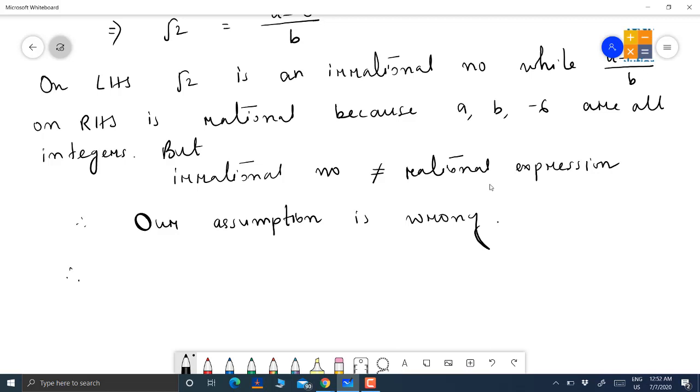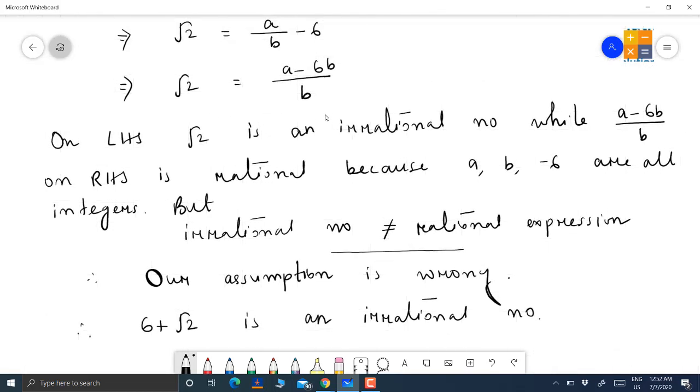Therefore, what can we write here? 6 plus √2 is an irrational number. Actually, initially we considered that 6 plus √2 is a rational number, but since irrational number cannot be equal to rational expression, as we got here, this expression shows that LHS is not equal to RHS. Therefore, 6 plus √2 cannot be a rational number, hence it is an irrational number.